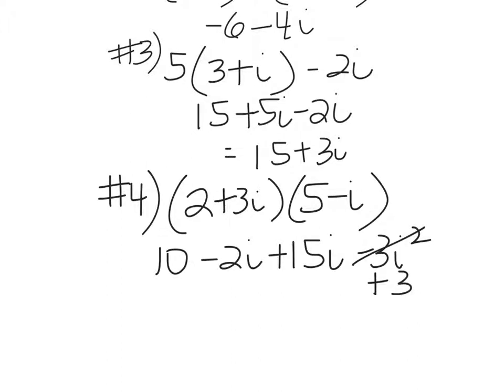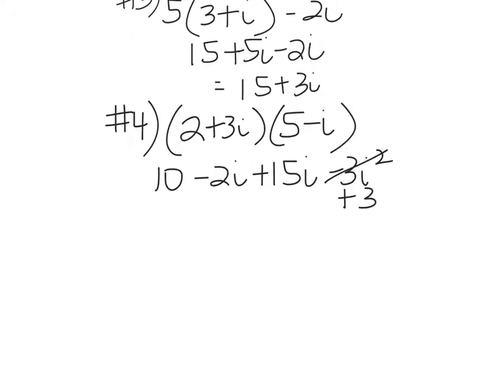Okay, and now we're going to combine our like terms. And by the way, complex numbers are always written as real plus imaginary, okay? That's just the order. It's just the correct way to write it. So 10 plus 3 is 13. Negative 2i plus 15i is 13i. And that would be your answer. Nice, huh?